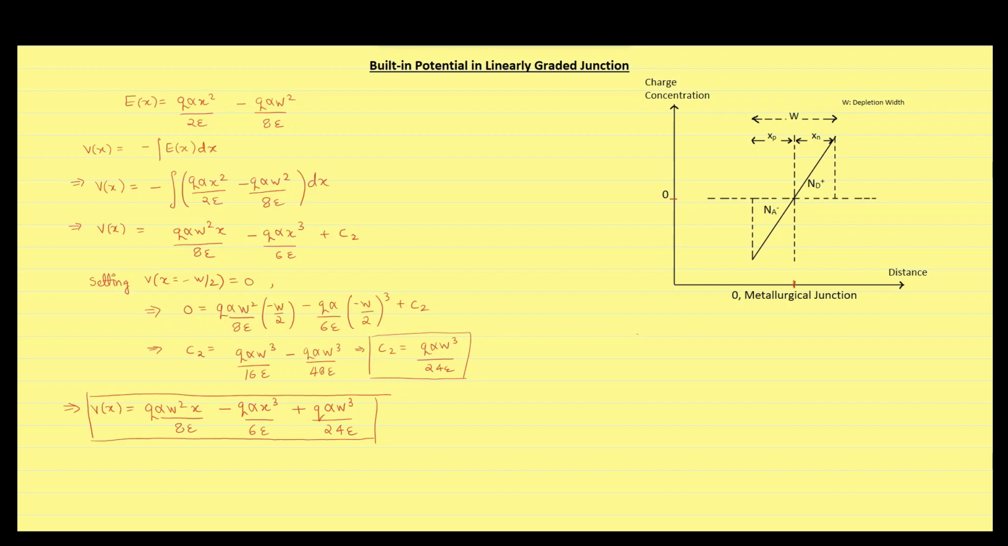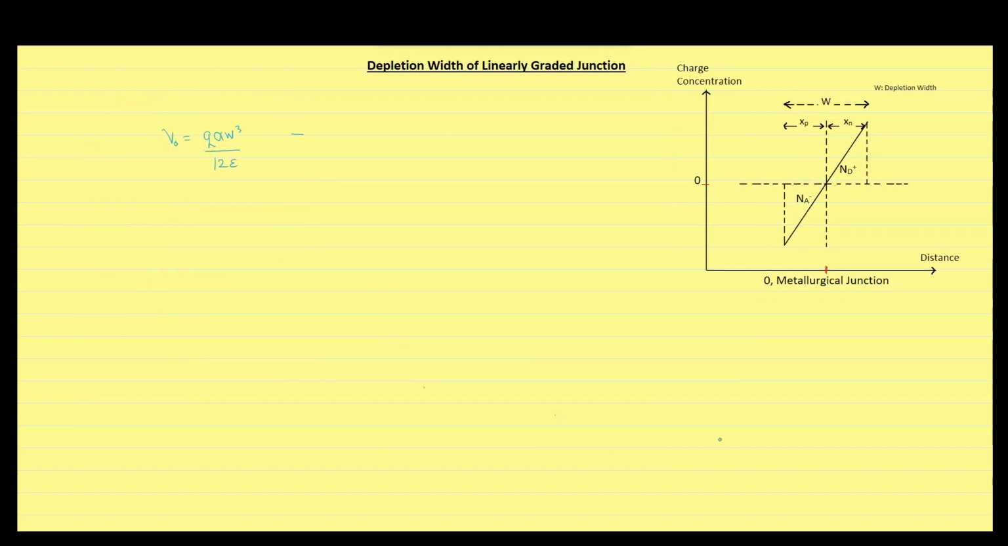We know already that the contact potential V0 can be found by putting the value of x equal to W by 2 in the equation of potential difference Vx. This will be the final expression for built-in potential. You can rearrange this equation to find depletion width in terms of built-in potential.